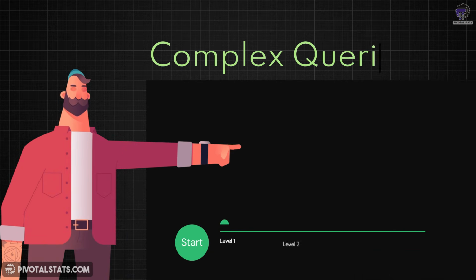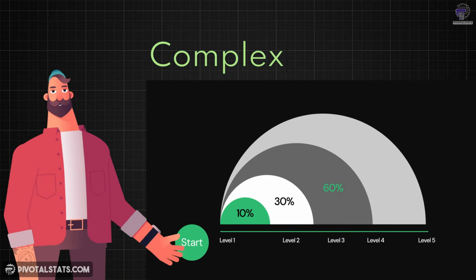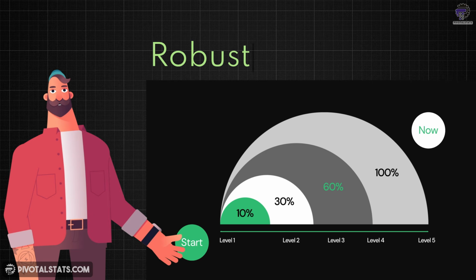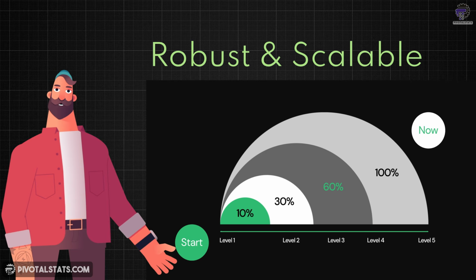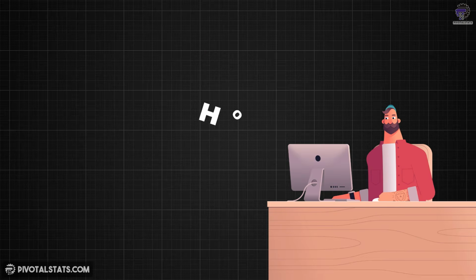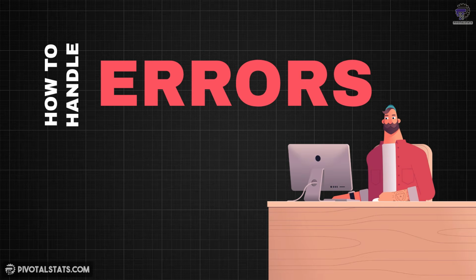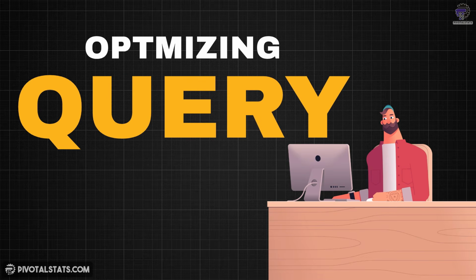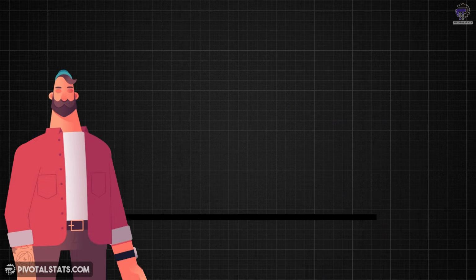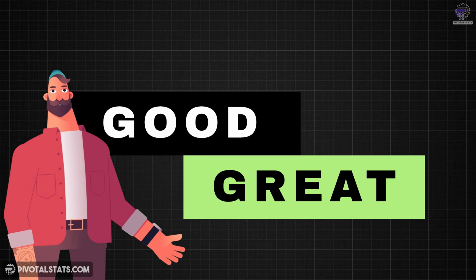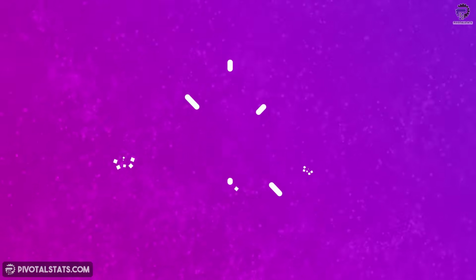As your data transformation gets more complex, it becomes essential to ensure your queries are not only functional but also robust, fast, and scalable. In this module, we'll cover error handling techniques, query performance tuning, and best practices like modular design and efficient memory usage, which are key steps that separate good queries from great ones.